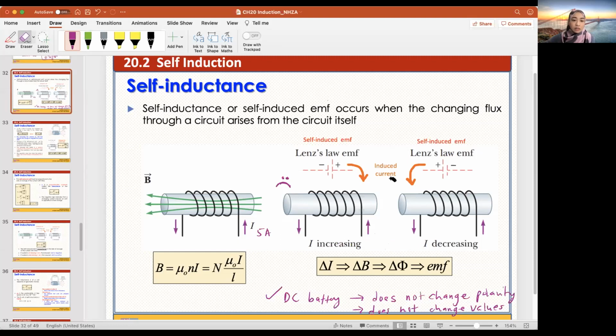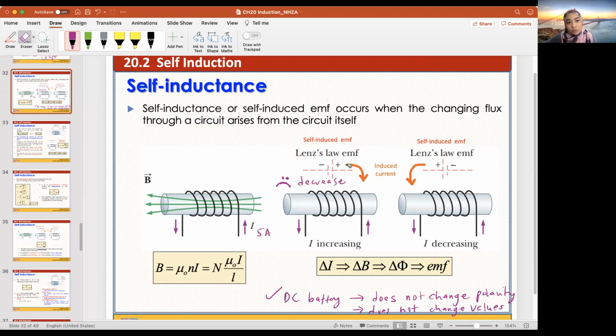So it will try to oppose, right? If this guy is increasing, I want you to decrease. So this guy said, okay, I don't like what is going on, I want you to decrease. So how can I decrease this I that is going on? The way I can decrease the I is I create a new current that flows in the opposite direction. The new current that flows in the opposite direction is this guy in the orange. This is the induced current.